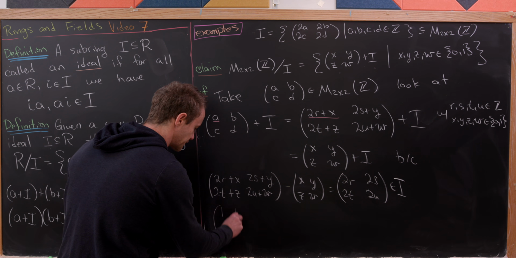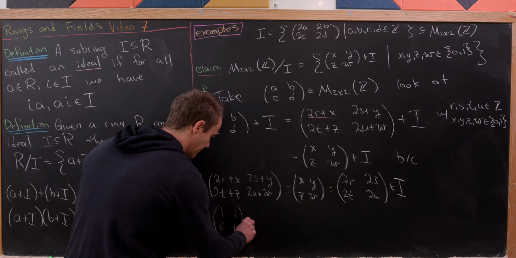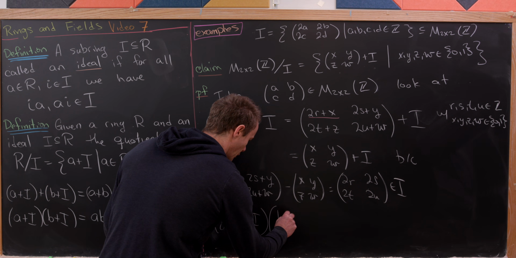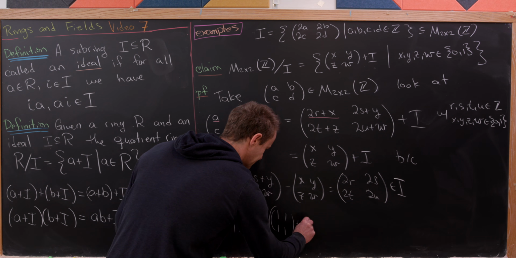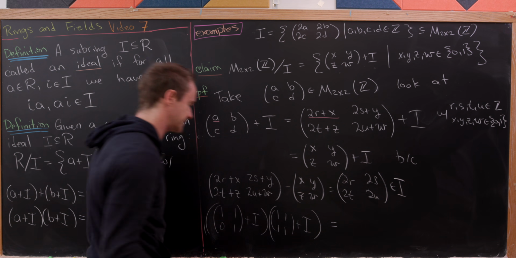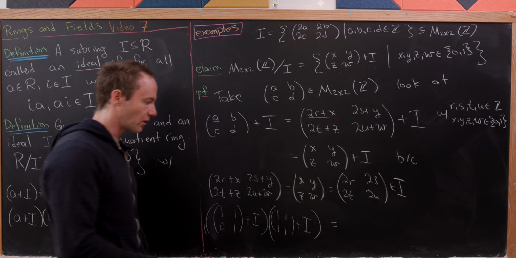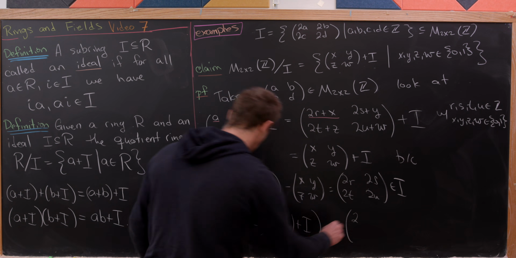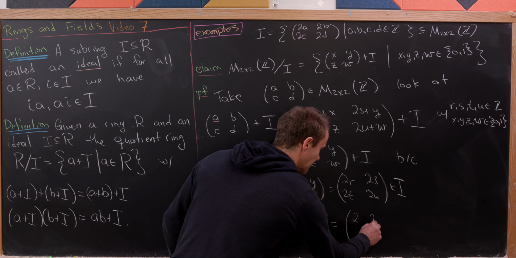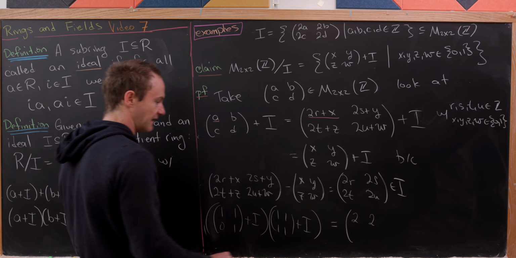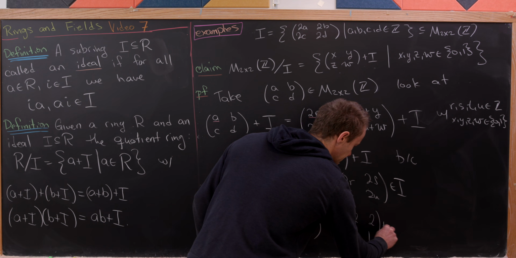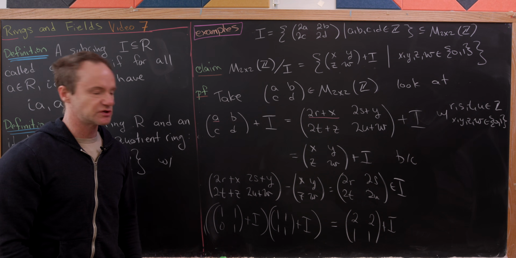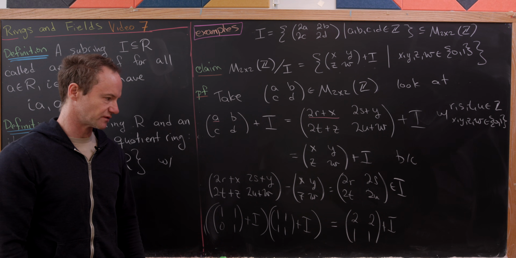Let's maybe take the matrix 1, 1, 0, 1 plus I and multiply it to the matrix maybe 1, 1, 1, 1 plus I. So we're multiplying those two cosets. Okay, so let's perform a matrix multiplication. So let's see, that's going to give us a 2 in this entry, another 2 in this entry, and then a 1 and a 1 in those lower entries. So that's what we get from taking the product of those two cosets inside of our quotient ring.